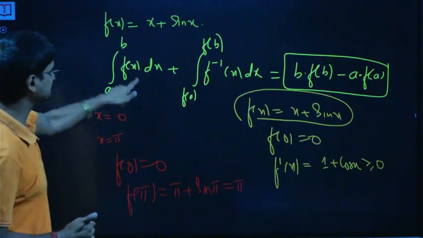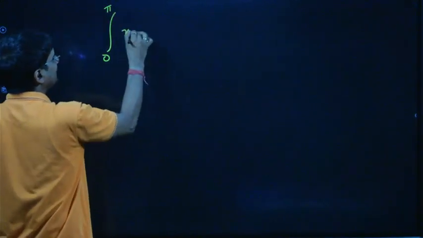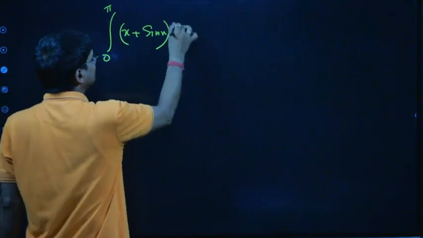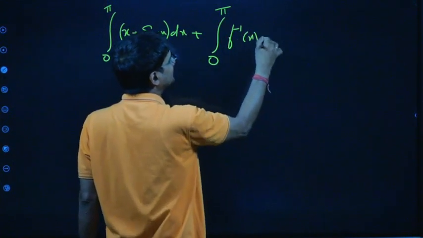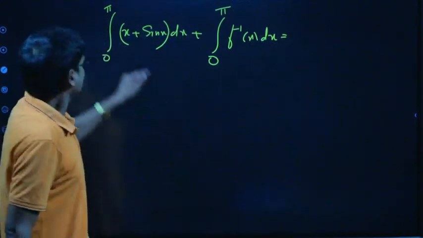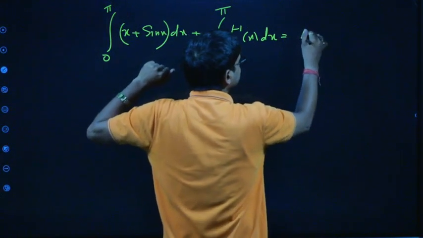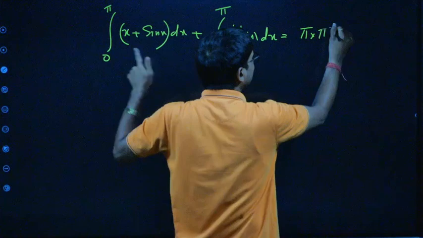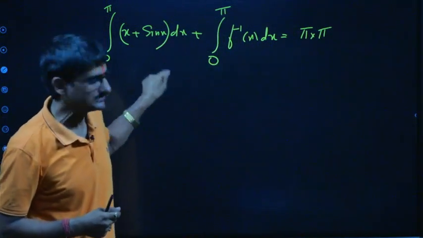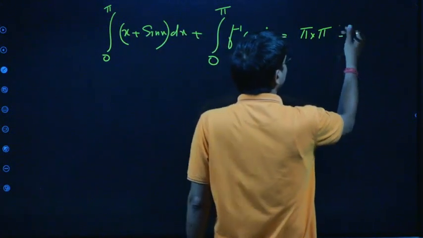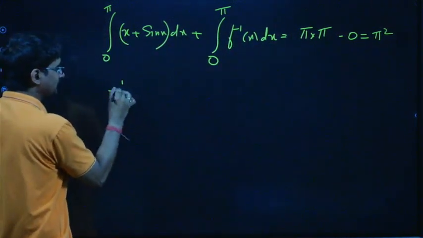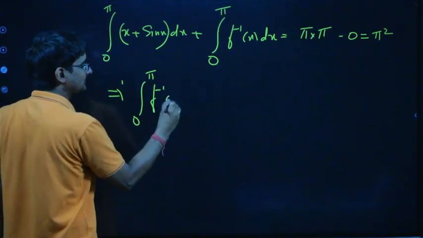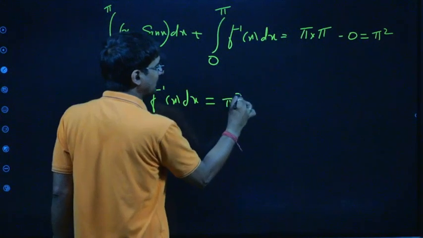Now let's go back to this property, everyone. According to this property, the integral from 0 to pi of x plus sin x dx plus the integral of f inverse x dx, with f(0) being 0 and f(pi) being pi, is b times f(b), so pi times f(pi), which is pi, minus 0, so it's nothing but pi square. We need this, therefore the integral from 0 to pi of f inverse of x dx is pi square minus this integral.